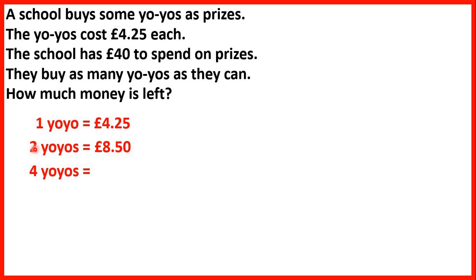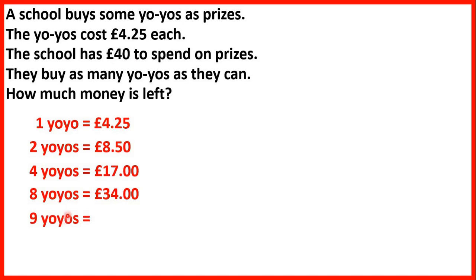So if we double 2, we get 4, and if we double £8.50, so add £8.50 to itself or multiply it by 2, that gives us £17. Again, we're still not close to £40, so we can double again. Double 4 is 8, and double 17, so 17 times 2, or 17 plus 17, is 34. Now we're getting closer to £40.